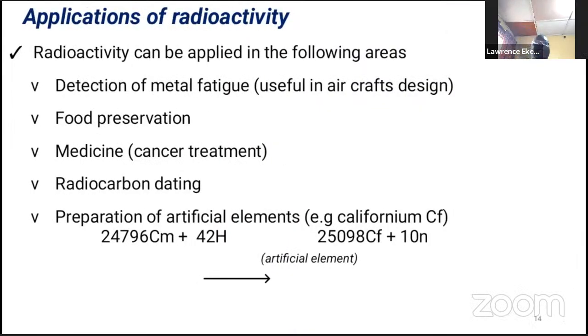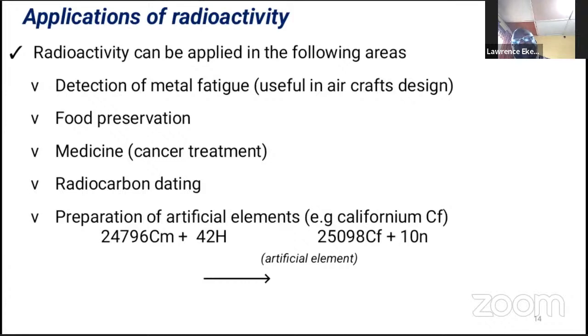So let's quickly look at the applications of radioactivity. Radioactivity can be applied in the following areas. Number 1, it can be used to design aircraft. It can be used for the detection of metal fatigue. It can be used for food preservation, where it kills the bacteria that are present, and by so doing, the food is preserved.